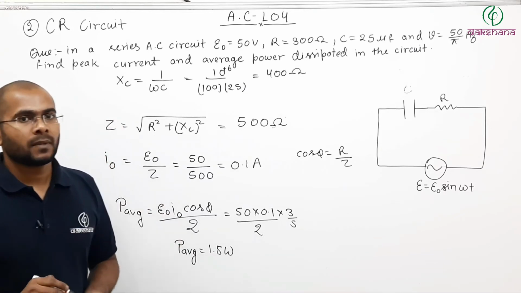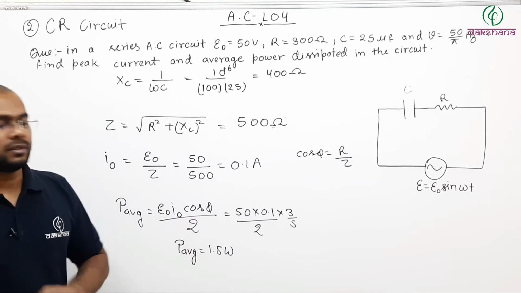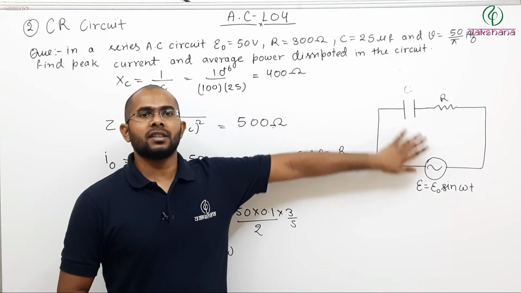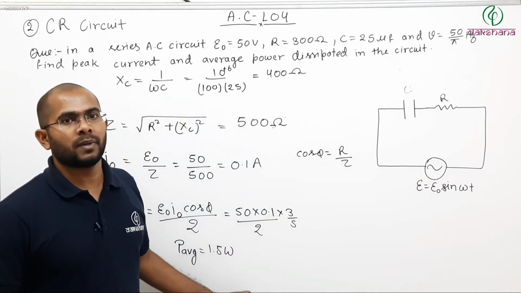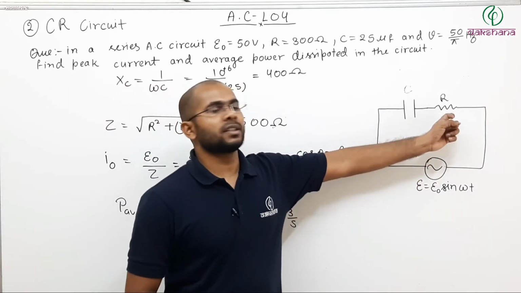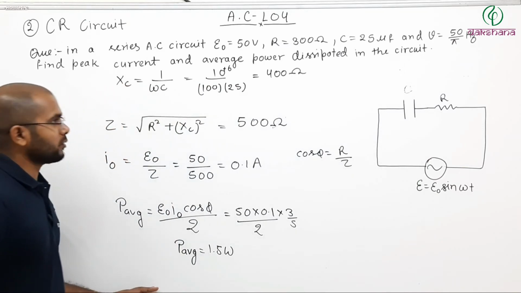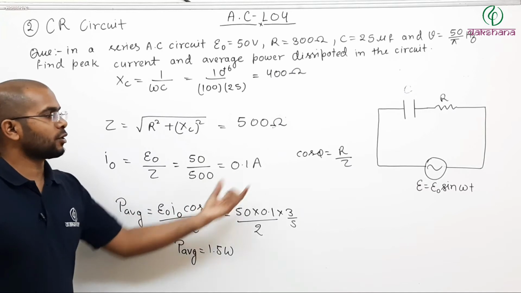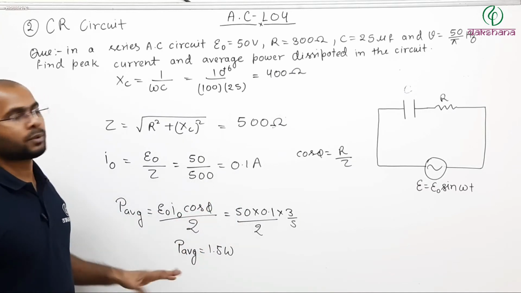Now remember, this average power is not consumed by your capacitor. This average power will be consumed by what? By your resistor. So average power consumed by this circuit is 1.5 watt, where peak current is 0.1 ampere. Pause the video, note it down.